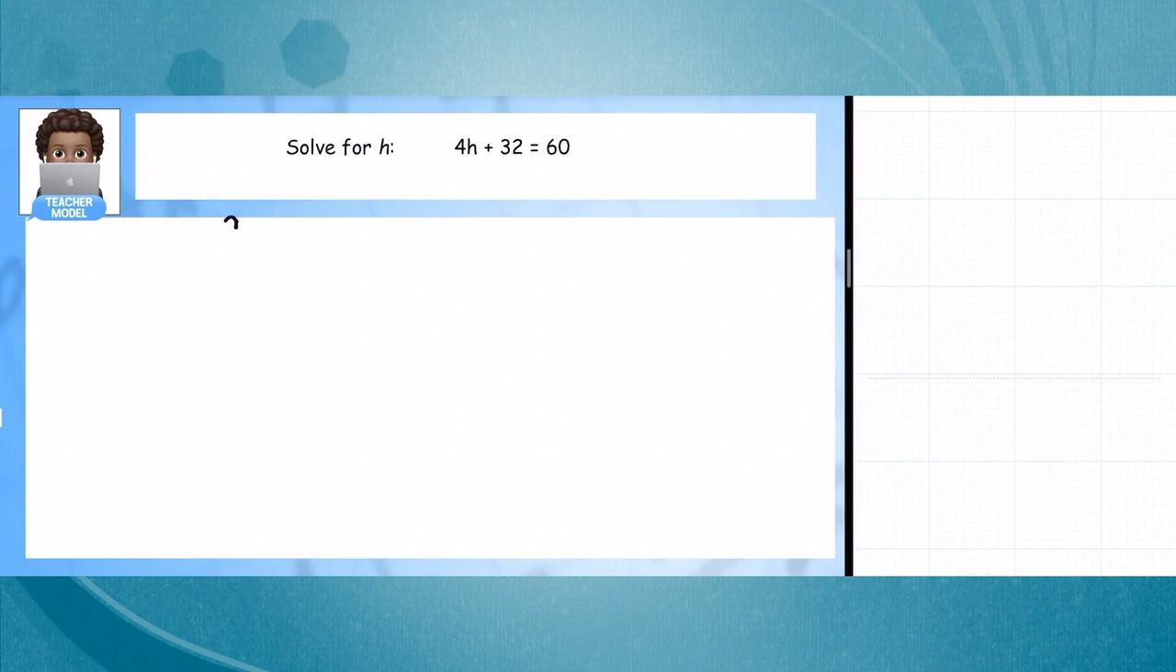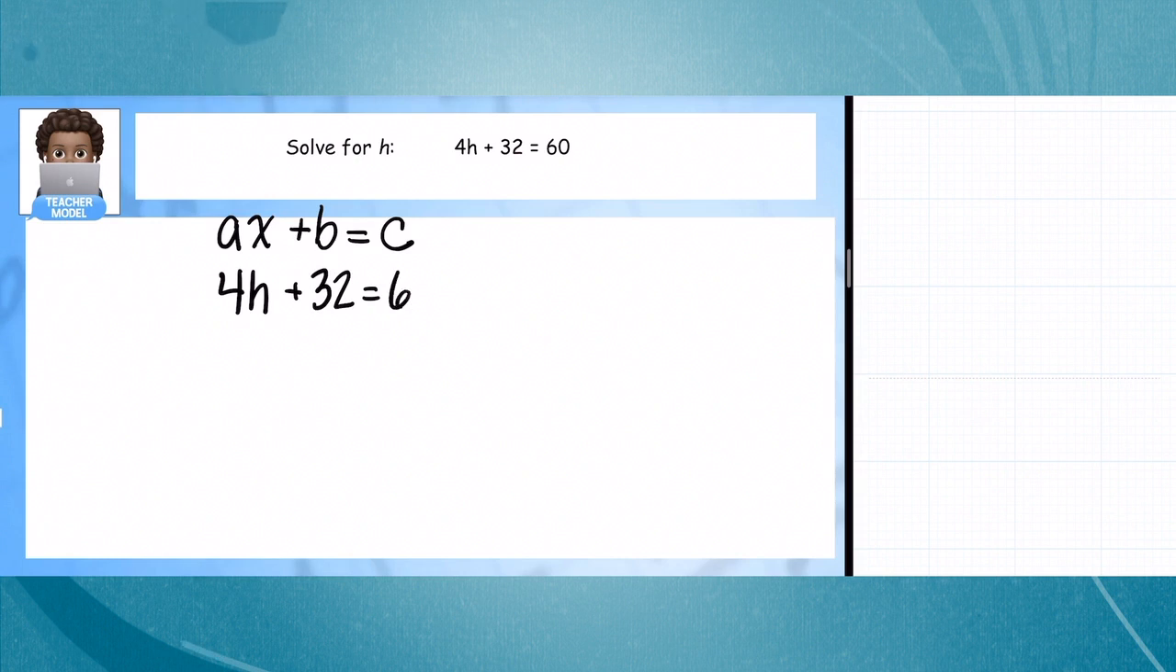You guys are getting this. So let's do a little bit more practice so it becomes more familiar. So here's our form, ax plus b equals c. We have a coefficient plus a constant is equal to another number. 4h is our coefficient, plus 32 equals 60. We're going to deal always with our constant first. We're going to create that zero pair.